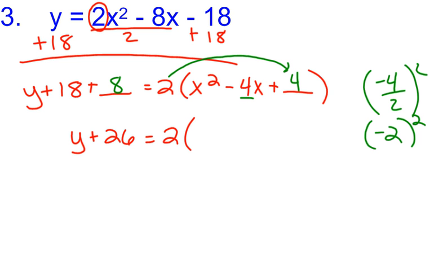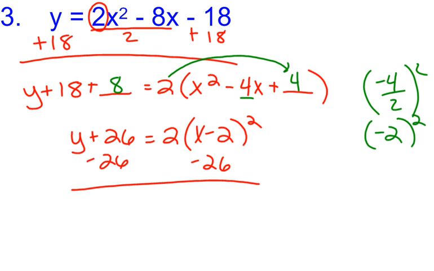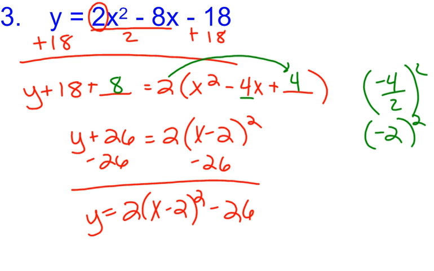And then I look for factors of 4 that when added together make negative 4. X minus 2 quantity squared. And then I'm going to go ahead and minus 26 from both sides. So my vertex form would be y equals 2 times the quantity, x minus 2 squared, minus 26. If you remember from when we did parabolas, this value right here that I took out is my a value. So that's making my parabola a little bit skinnier because a is 2.